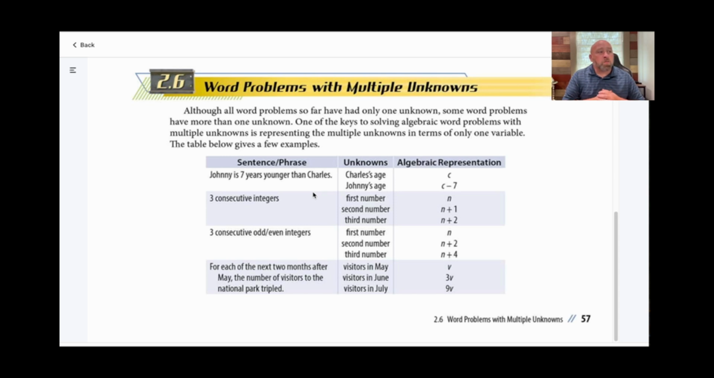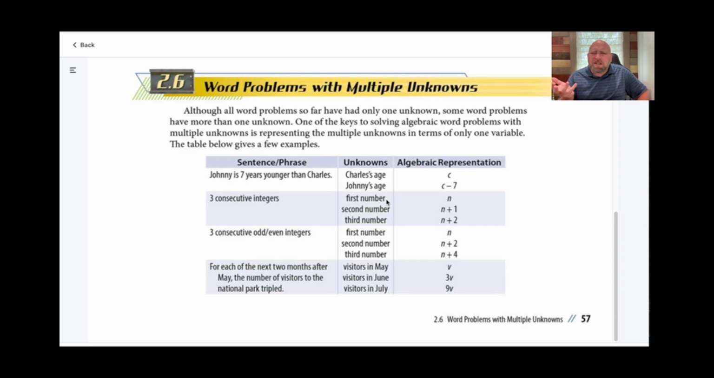So in this case, we know Johnny is 7 years younger than Charlie. So we know something about Johnny. We know Johnny is 7 years younger than Charlie. We don't know anything about Charlie. We have no idea what Charlie is. So Charlie becomes our X, in this case, our C. And then Johnny becomes our C minus 7 because he's 7 years younger. Hopefully that makes sense. The next one, three consecutive integers.